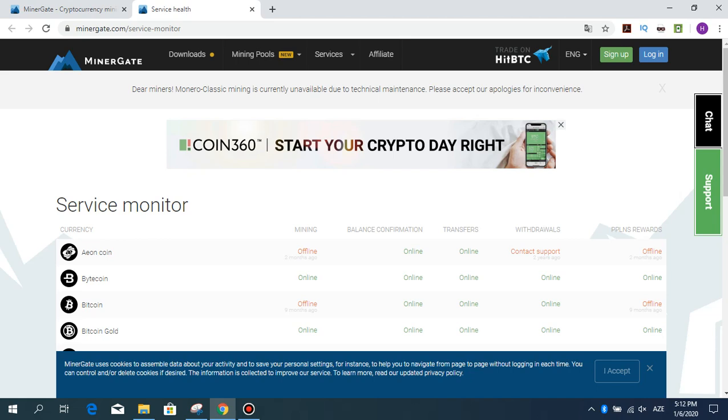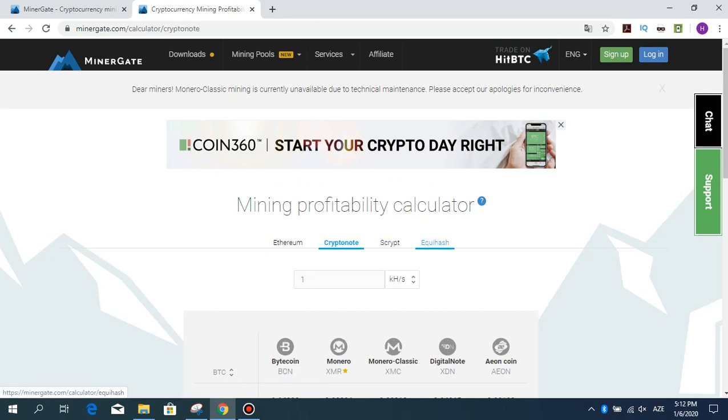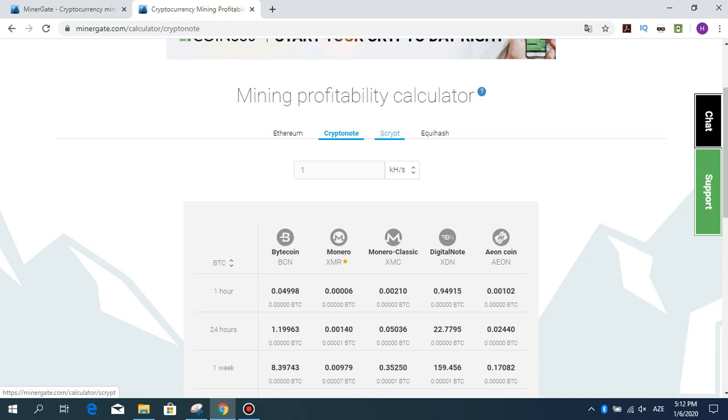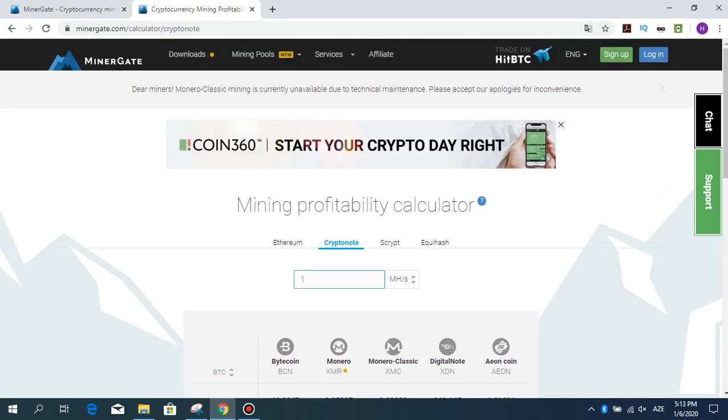You can use the calculator on this system. And crypto note script, EquiCash, and Ethereum probability calculator. Now, example: Bytecoin, Monero, Monero Classic, and you have 1 mega hash, and you earn Bytecoin, Monero, and a very profitable coin is Monero, XMR coin. Earning with 1 mega hash, earning 0.00043 BTC Bitcoin, or 0.05 and up in Monero coin. Very good profitability on this coin Monero, and the price is very good.